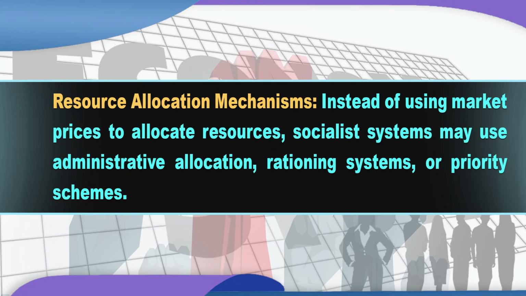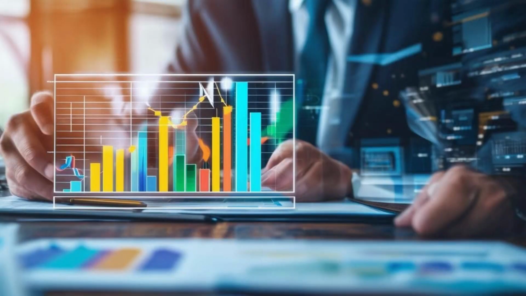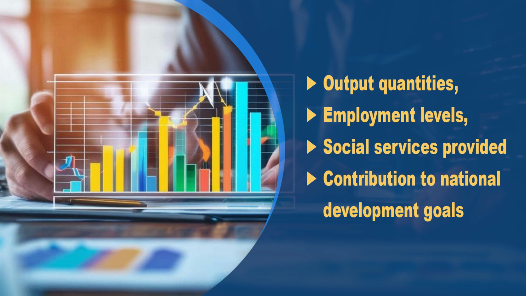Instead of using market prices to allocate resources, socialist systems may use administrative allocation, rationing systems, or priority schemes. Essential goods may be distributed through rationing, while other goods may be allocated based on social or political priorities. Socialist enterprises are typically evaluated based on their ability to meet production targets and social objectives rather than profitability. Performance indicators may include output quantities, employment levels, social services provided, or contribution to national development goals.